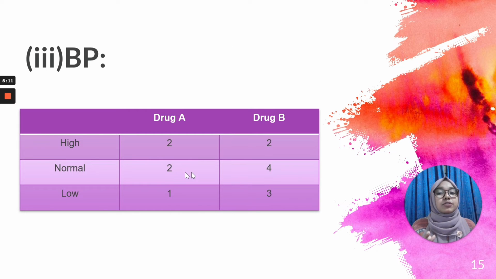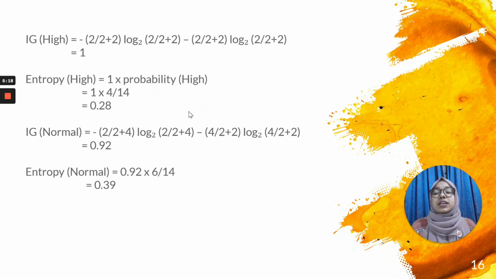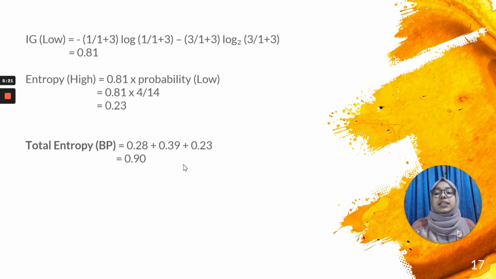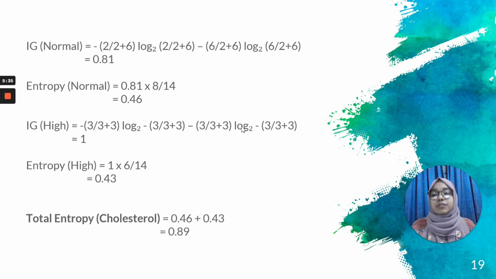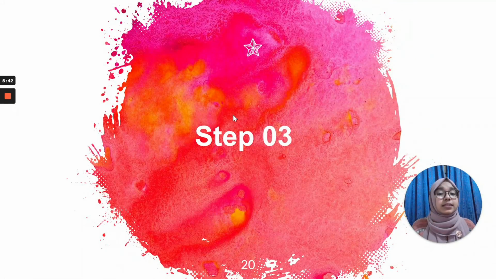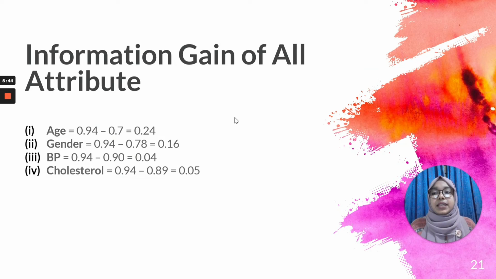Then we also have to calculate blood pressure, and this is the table for blood pressure. Then calculate all information gain and entropy. Finally we find the blood pressure entropy is 0.90. Similarly, cholesterol is also calculated from this table, with information gain and entropy, and we get a total entropy of 0.98. Then go to step 3.